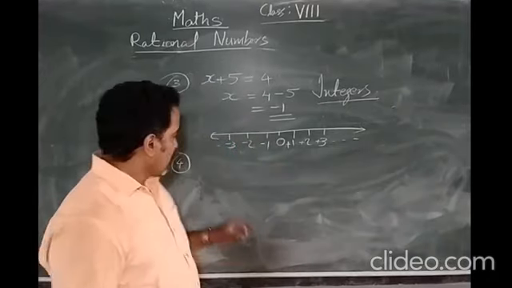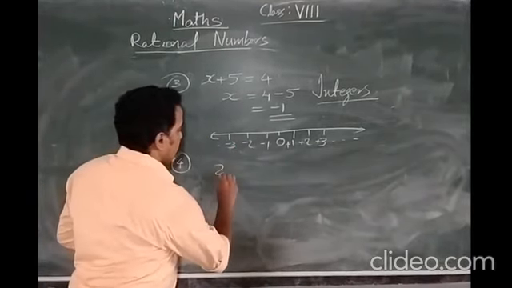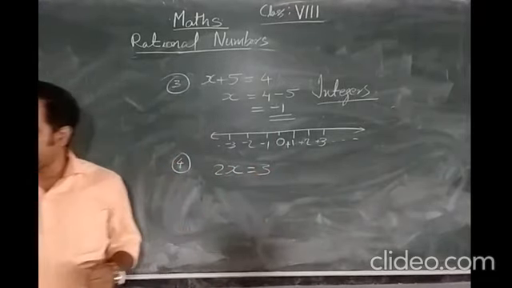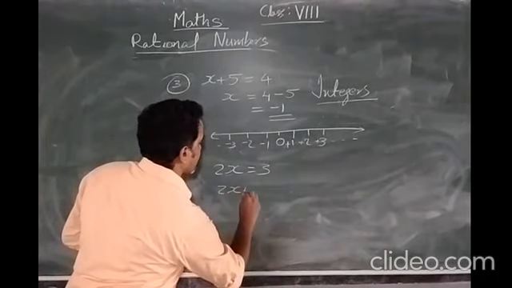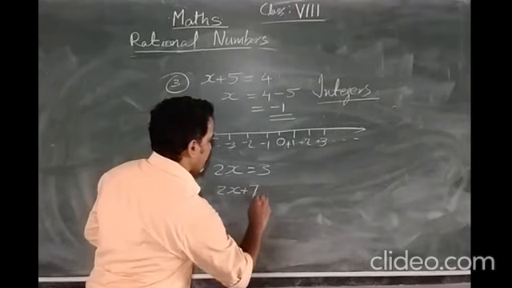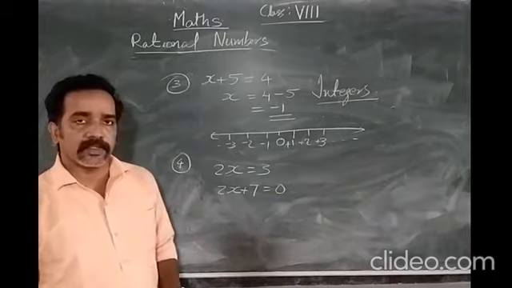Next, one more simple equation let us see. That is 2x is equal to 3. It's a very simple equation. And another one, 2x plus 7 is equal to 0. Two simple equations are there on the board.